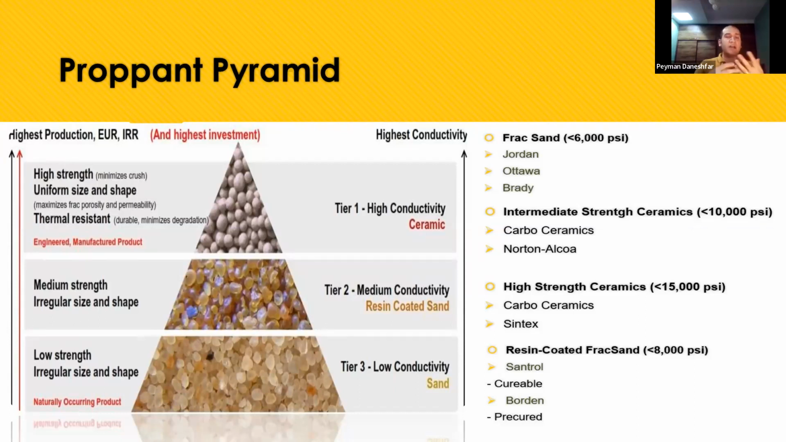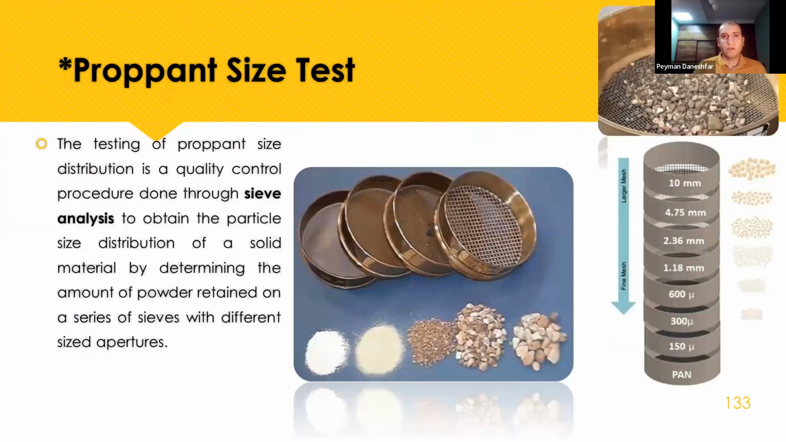And you can see that when our size is greater, our strength will increase. One of the tests that we use in the field is sieve size and sieve analysis. What is sieve analysis? If you remember, I told you before, the second mesh number is the size the proppant can pass through, but for the first one, the proppant cannot go inside.